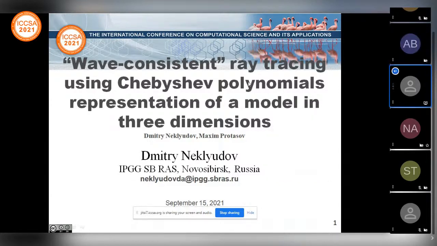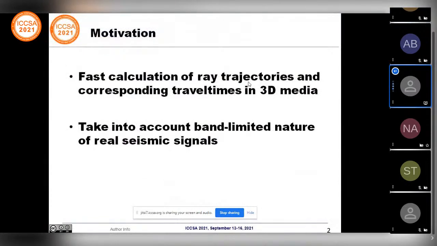Many technical applications require calculating travel times and travel paths between known locations of a source and receiver of some probing signals. In seismic explorations, such a problem, known as two-point ray tracing, plays a significant role. Modern seismic exploration problems are usually three-dimensional. The spatial size of the computational domain may be huge. This is why I put here the first item. We need fast calculation of ray trajectories and corresponding travel times in a 3D medium.